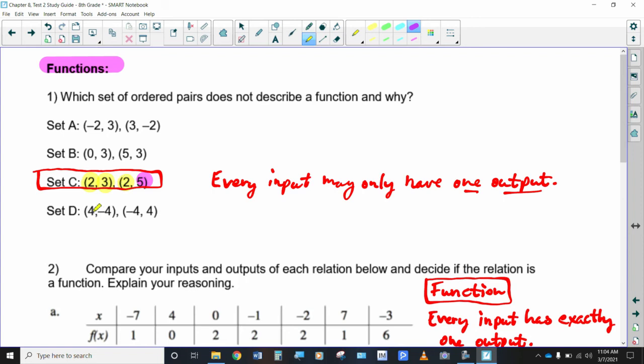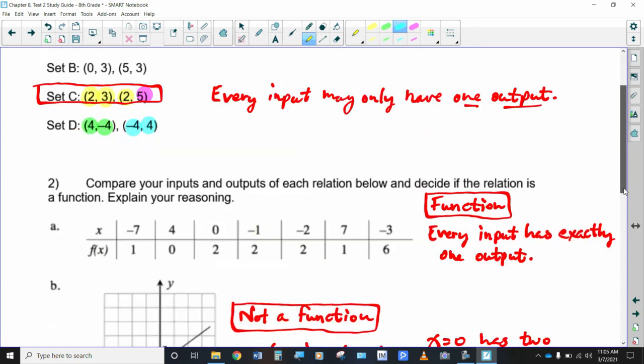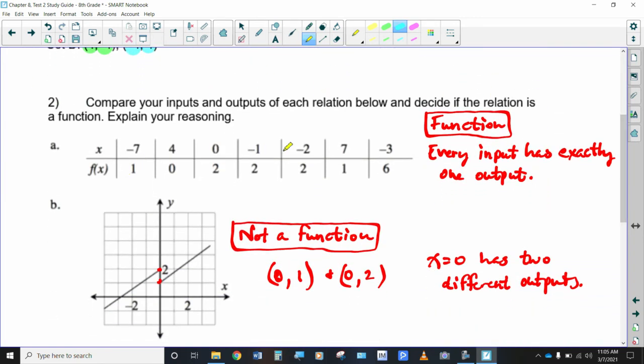And then you look at this one and you say, well, how can this work? You plugged in a 4 and you got a negative 4. Then you plugged in a negative 4. Oh, wait, no, that would be okay. Because once again, you're plugging in one number and you're getting something out. But here's an example of one where it looks like it may not be a function.